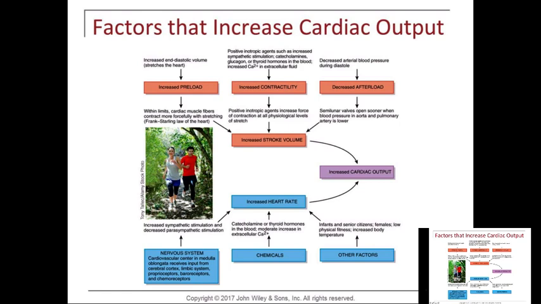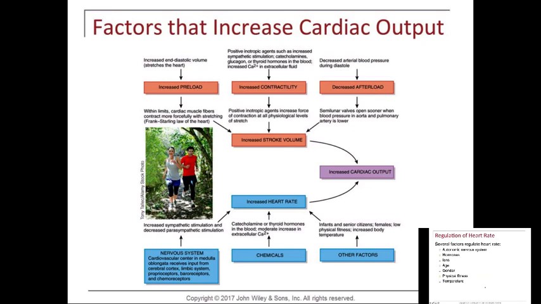You can see here, up on top, for example, where it talks about positive inotropic agents, such as increased sympathetic stimulation, catecholamines, remember norepinephrine and epinephrine, etc. They increase calcium in the extracellular fluid, so you get that increased contractility. You get that increased stroke volume. You get increased cardiac output. Okay.